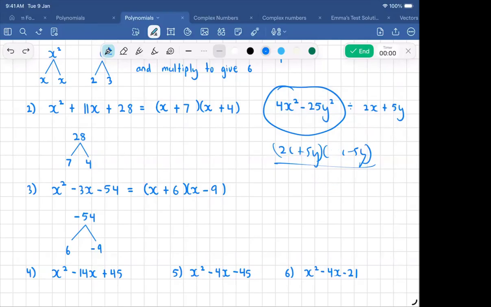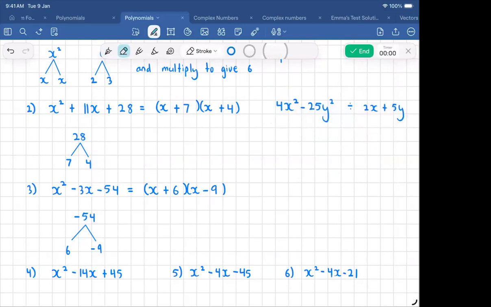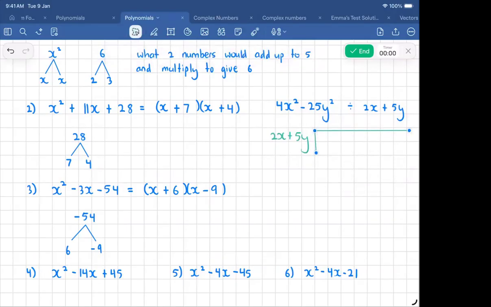By no means should you do long division, but I just wanted to see if I could apply long division in a situation like that. So Serena, tell me, what's the divisor? The divisor is 2x plus 5y. What is the dividend? Talk it aloud. 4x squared minus 25y squared.